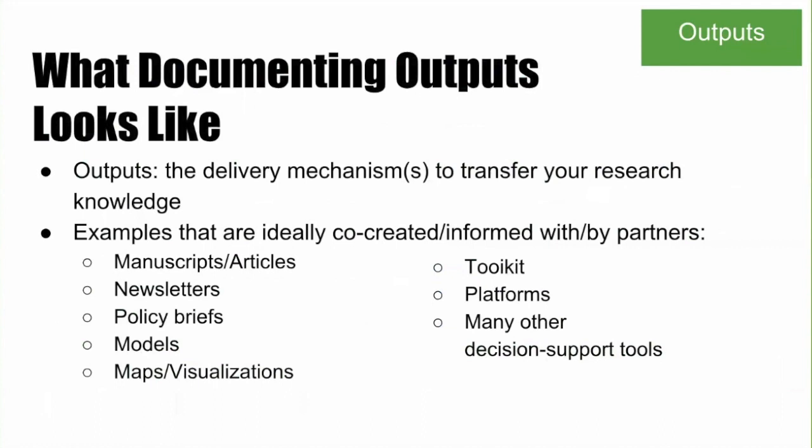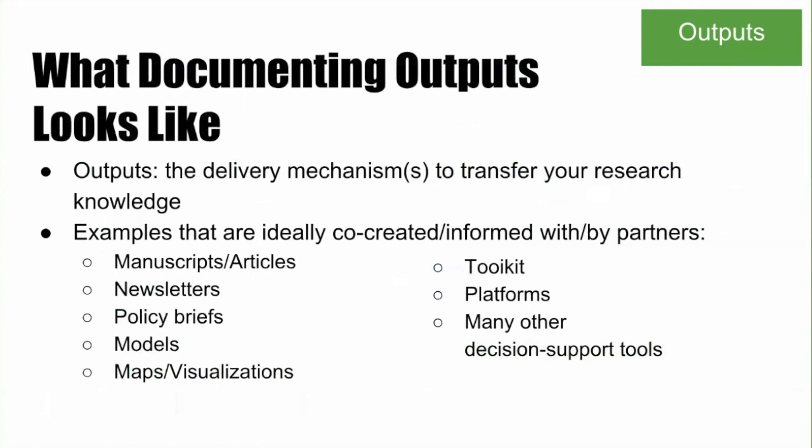So I'm going to switch gears to outputs now. There's a lot of similarities between trying to track and evaluate the processes that you're using compared to the outputs. But outputs are really things like, like I had said before, what you're trying to communicate in your research. So you can do that through magazines, articles, newsletters, policy briefs. It's the actual map or the model that you're creating, various toolkits, platforms.